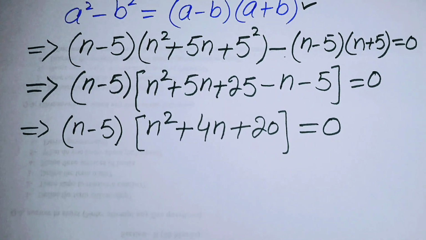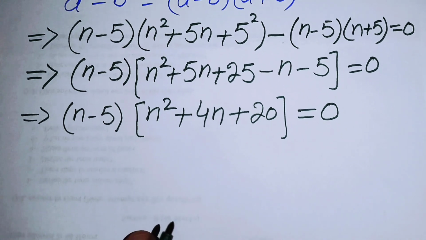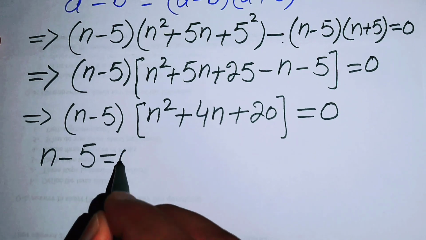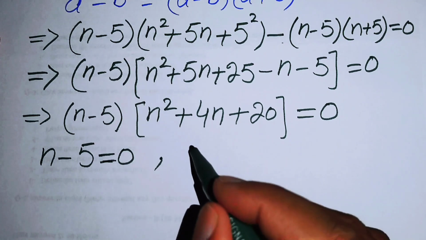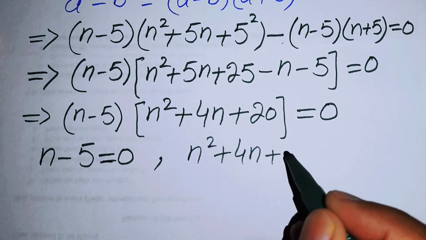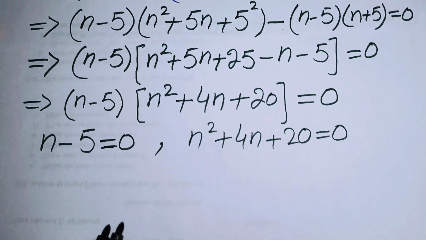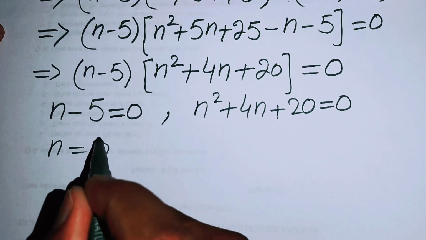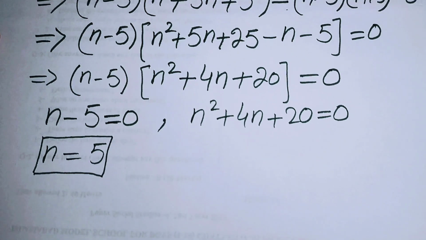So here we have two cases. The first case is we take n minus 5 equals 0, and the second case is we take n squared plus 4n plus 20 equals 0. And in the first case we get the value of n is 5. So this is the first root of the given question.